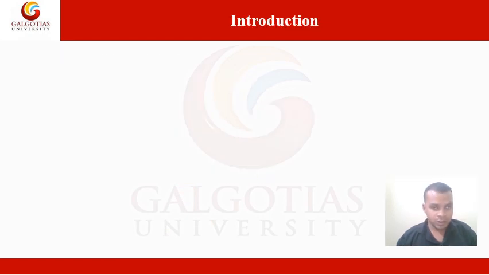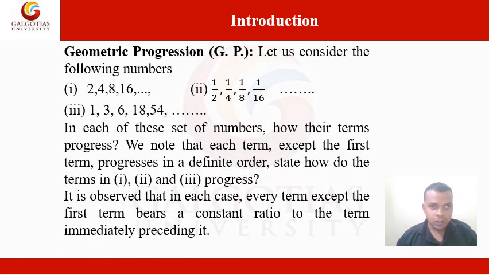Let us introduce geometric progression. Let us consider the following numbers: 2, 4, 8, 16 and so on. That is, 2 means 2 to the power 1, 4 means 2 to the power 2, 8 means 2 to the power 3, 16 means 2 to the power 4 and so on. Similarly, I can have 1 by 2, 1 by 4, 1 by 8, 1 by 16 and so on. And similarly, 1, 3, 9, 27, 81.